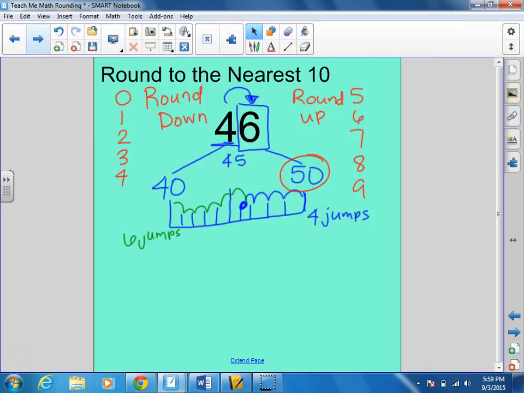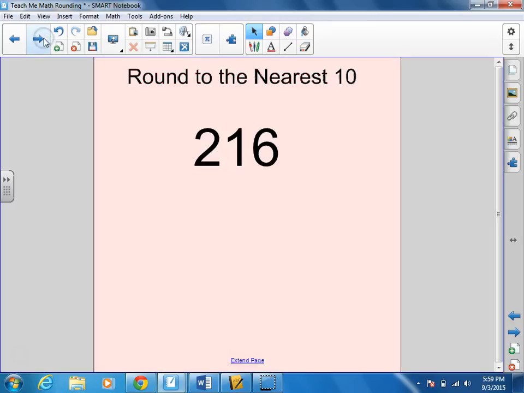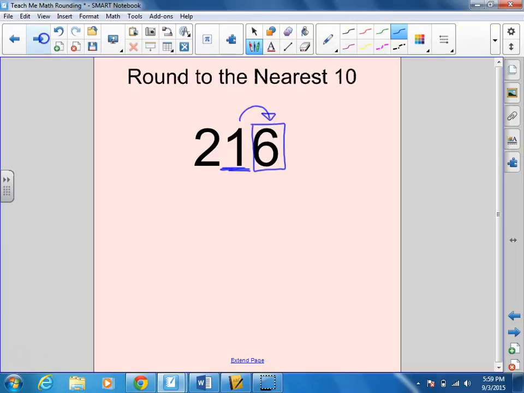Let's try one more example. Now we're rounding not a 2-digit number, but a 3-digit number. Again, we underline the tens place value, which in this case will be the 1. Again, the number directly to the right still gets a box around it and is our rounding number.